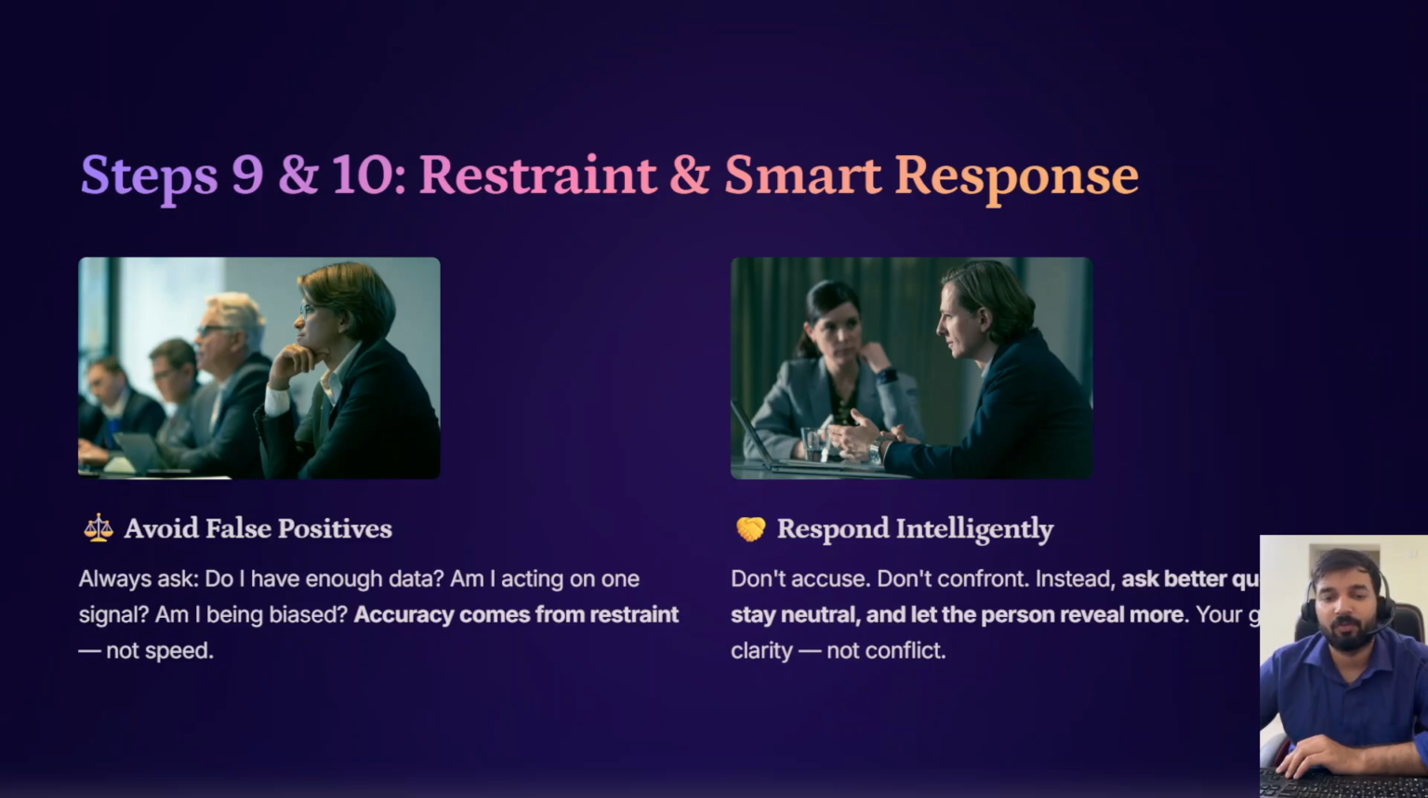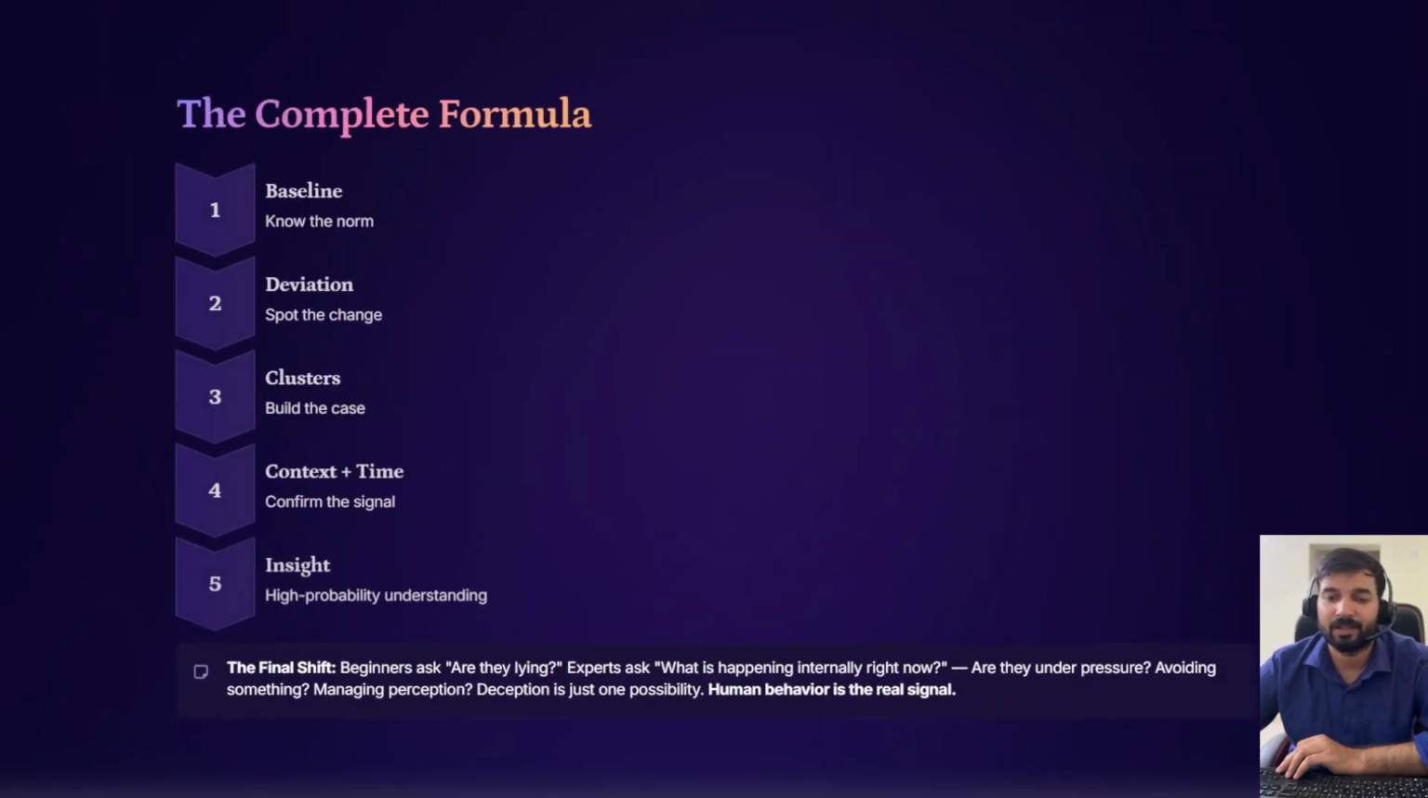Here's the complete formula: baseline plus deviation plus clusters plus context plus time. That is some serious insight. Not certainty, but high probability that something is wrong.